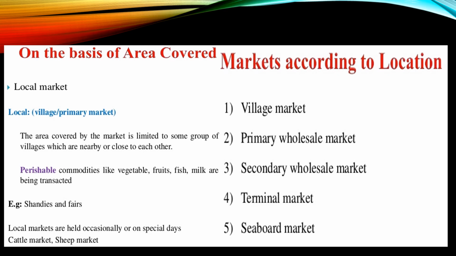We have, on the basis of area covered, the local market. Local market, village or primary market. The area covered by the market is limited to some group of villages which are nearby or close to each other. Local markets are held occasionally or on special days. We have markets according to the location. First, we have village market, primary wholesale market, then secondary wholesale market, terminal market, and lastly seaboard market. Those are the five markets according to location.